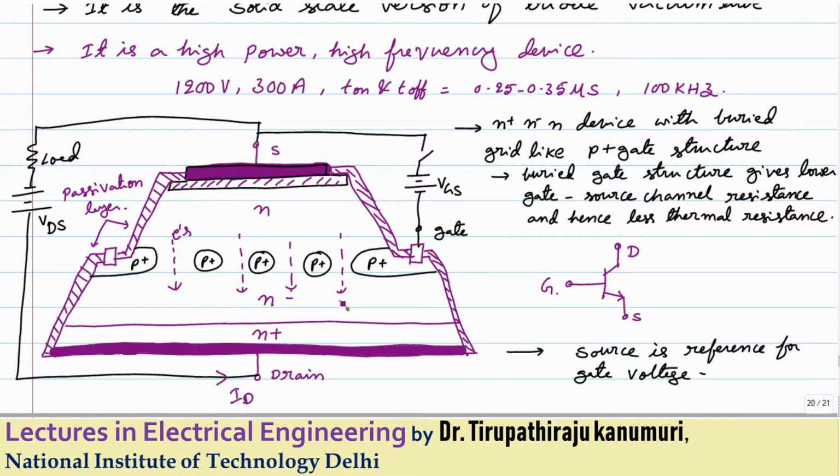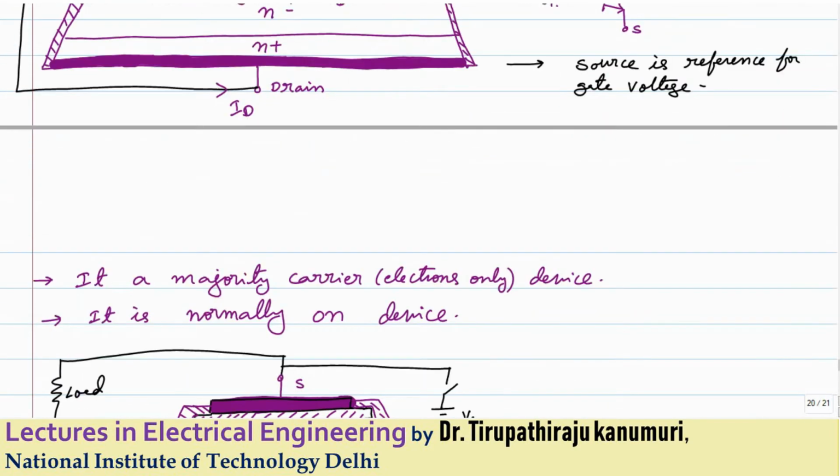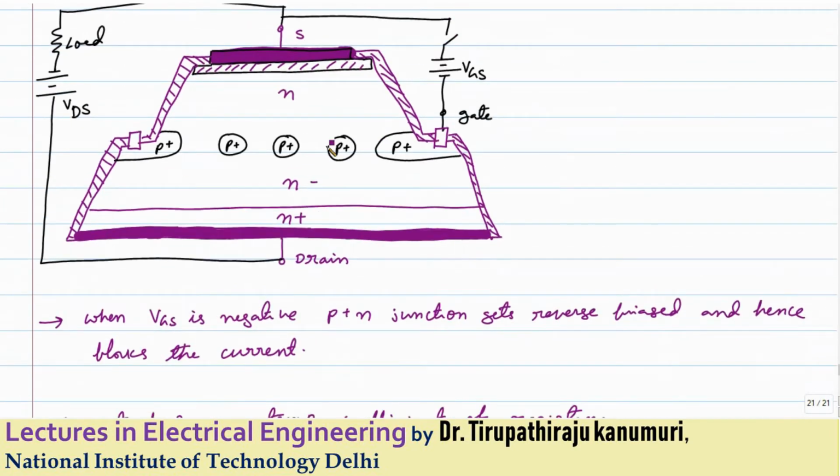Now, if you want to turn off this device, we have to apply the gate pulse. Let us see how this device behaves when you apply the gate pulse. Now I have closed this switch and the gate voltage is applied. You can see the gate terminal is a negative terminal and this is a positive terminal. So the P terminal is connected to negative and the source is connected to the N terminal, so this N is connected to positive. So this P plus and N junction will get reverse biased. When this junction is reverse biased, what will happen?